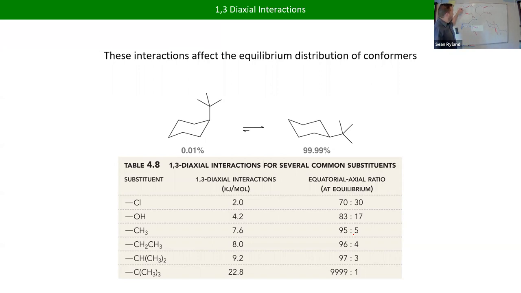If we had the cis, and no matter what we did, we had one axial and one equatorial, we're going to have those 7.6 kilojoules per mole of unfavorable interactions no matter what we do. And if we use the trans, the diaxial, we have double that. We have 15 kilojoules per mole unfavorable interactions when they're in the diaxial position versus none of those unfavorable interactions when we have it set up here. So this one's going to be way more stable. It's going to be more stable than the cis isomer by 7.6 kilojoules per mole. And this conformer is more stable than the diaxial conformer by 15.2 kilojoules per mole.